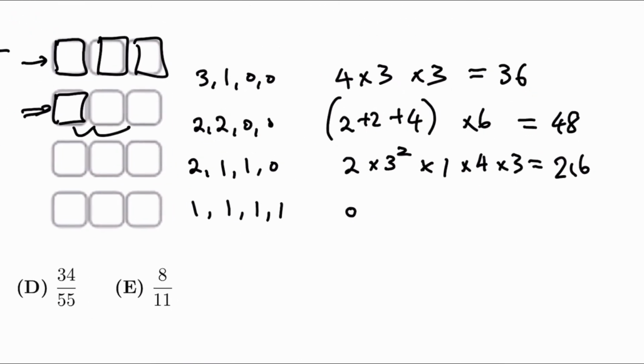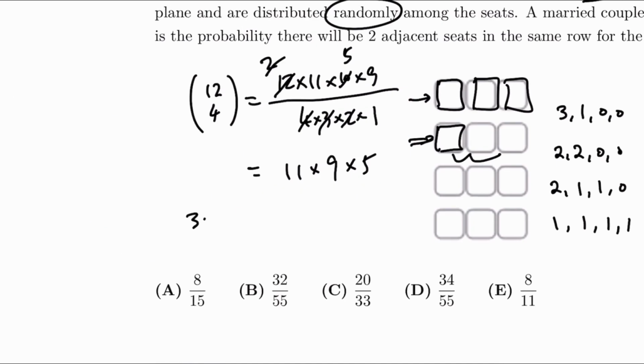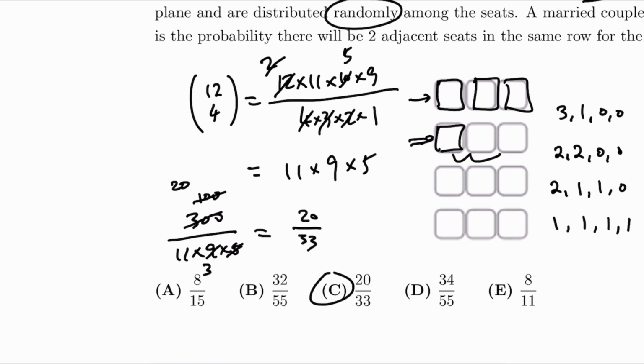Now, if we add them up, 36 plus 48 plus 216, just do this arithmetic correctly. We get 84 plus 216, which will give us exactly 300. So the probability is going to be 300 over 11 times 9 times 5. The 3 obviously can be canceled out with the 300, and we can cancel out another 5. That gives us 20 over 33, or answer choice C as our final answer.